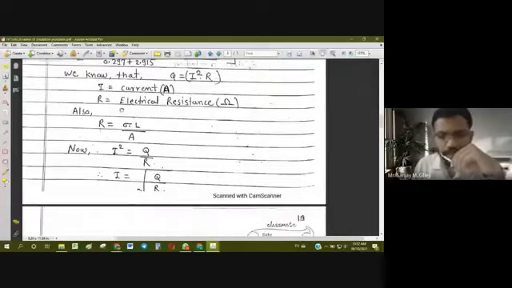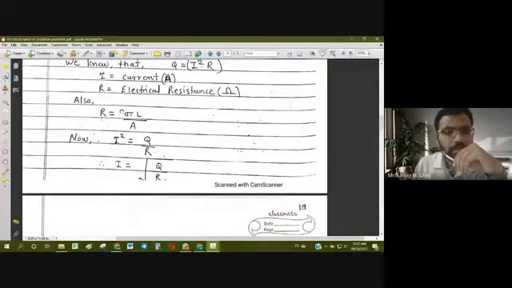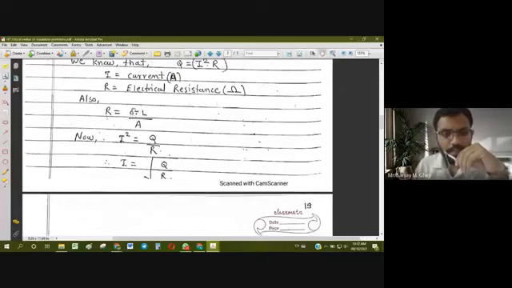Current must be in ampere and electrical resistance must be in ohm. Now, from electrical theory, we know that the resistance of an electrical wire is given by R equal to sigma L upon area. Sigma is the resistivity of the wire, an electrical parameter whose value is given in the problem. L is the length of the wire, and the area is the cross section of the wire.